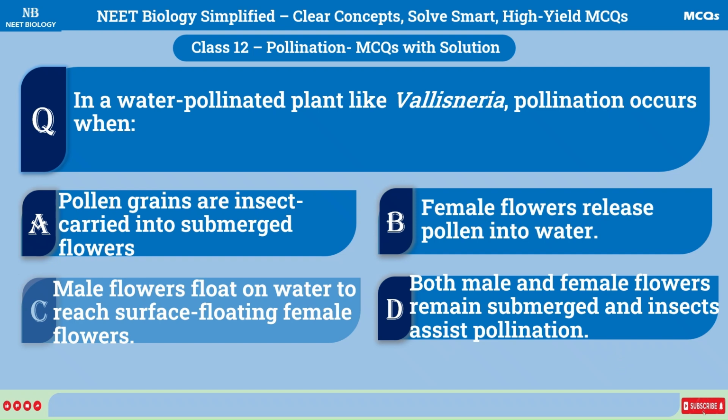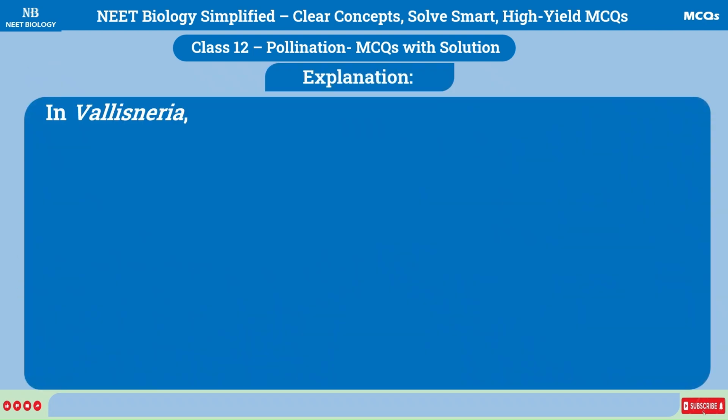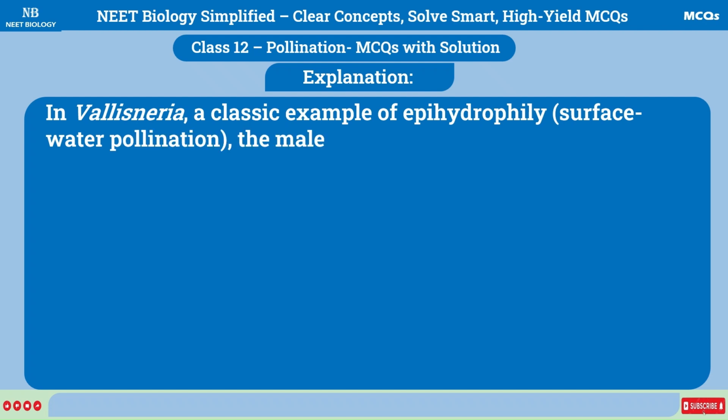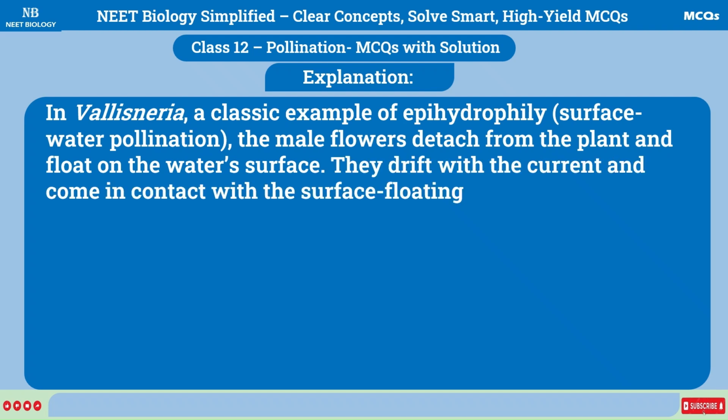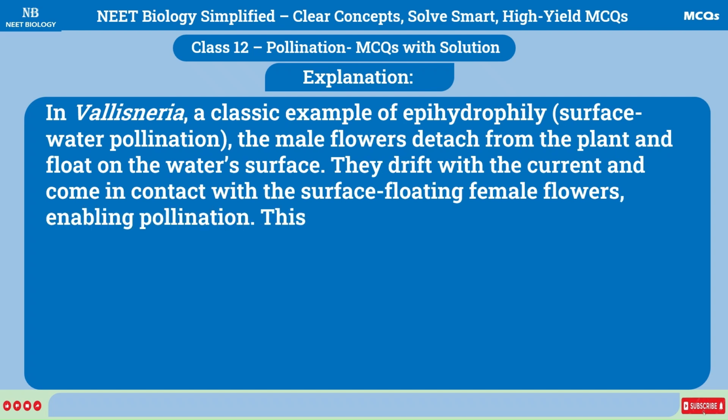Correct option is C. Male flowers float on water to reach surface-floating female flowers. Explanation. In Vallisneria, a classic example of epihydrophily, surface water pollination, the male flowers detach from the plant and float on the water's surface. They drift with the current and come in contact with the surface-floating female flowers, enabling pollination.